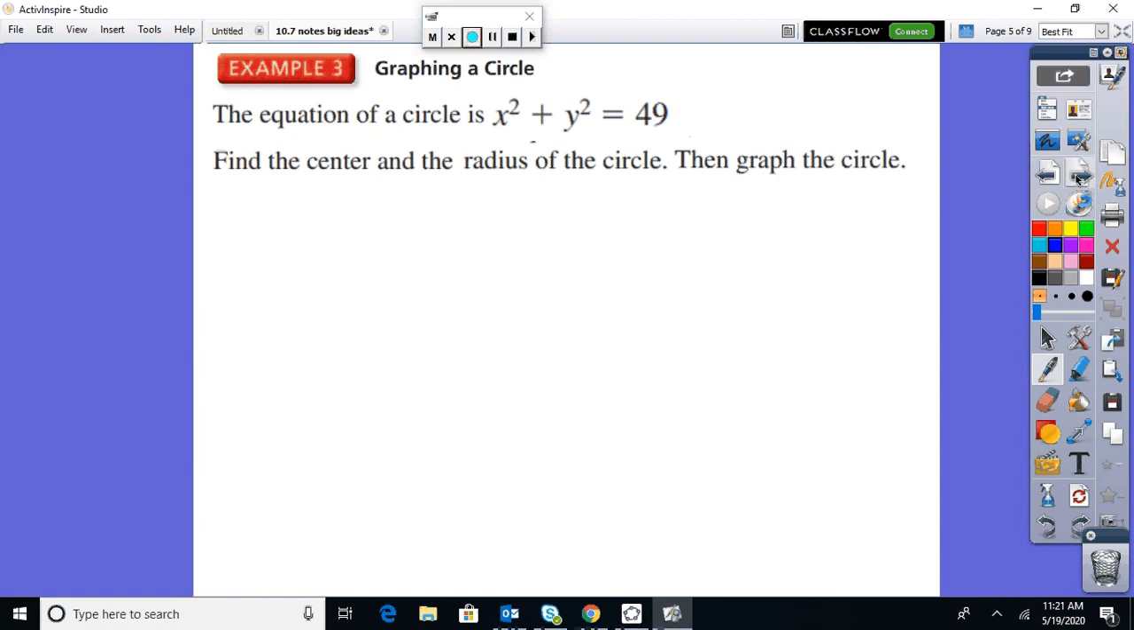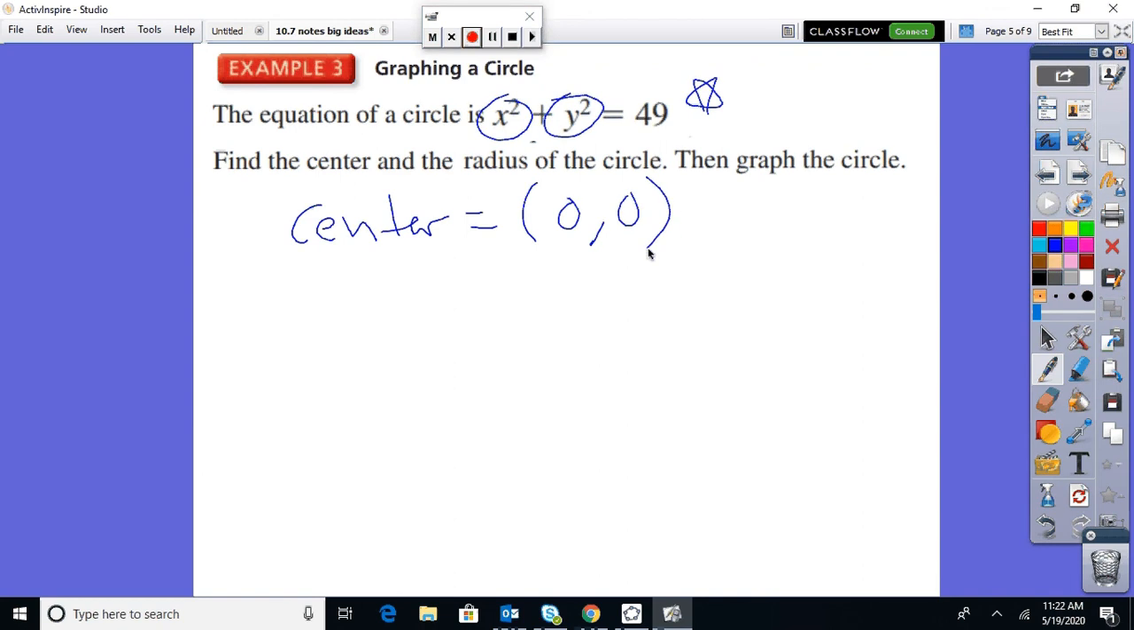All right, example 3. The equation of a circle is x squared plus y squared equals 49. Find the center and radius, and then graph it. So this is going backwards. Now they're starting me out with the equation, so I should be able to tell what the center is and the radius. I know there's nothing next to the x or the y, so the center, say it with me, has to be 0, 0. Remember, it's like Woodsy the owl right here. It's like, woo, woo.